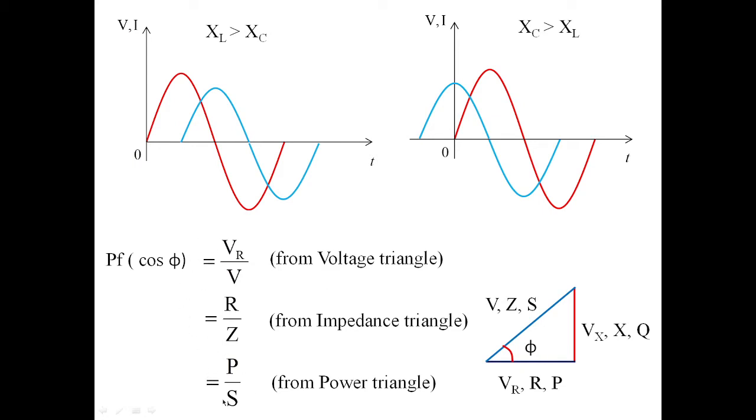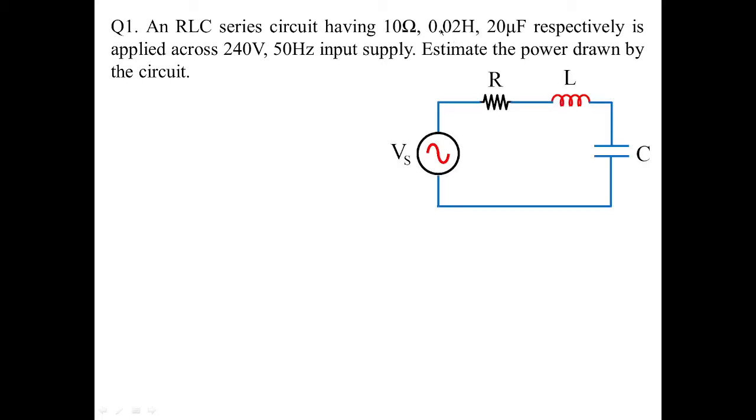Once the power factor is obtained, it is easy for us to determine the real power, the reactive power and the apparent power for the given RLC parameters applied to single phase AC input. So let us start with the basic problem. An RLC series circuit having 10 ohms, 0.02 henries, 20 microfarads respectively is applied across 240 volts, 50 hertz input supply. We have to estimate the power drawn by the circuit.